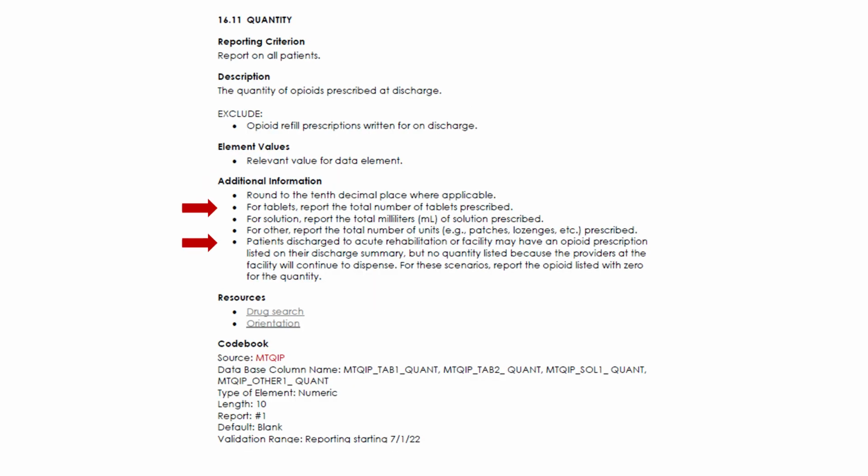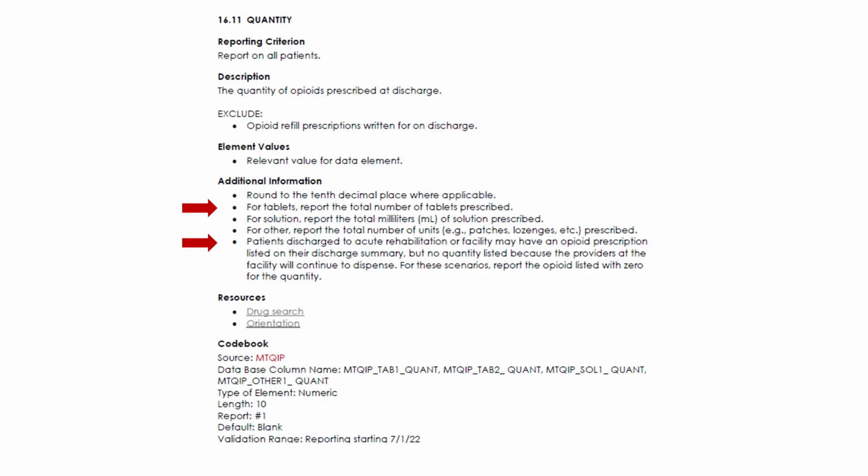Quantity refers to the total amount of opioid prescribed to the patient at discharge. Report the quantity based on the opioid dosage form. Tablet: report the total number of tablets prescribed. Solution: report the total milliliters of solution prescribed. Other: report the total number of units prescribed, for example, patches, lozenges, or other applicable dosage forms. Round to the nearest tenth where applicable.